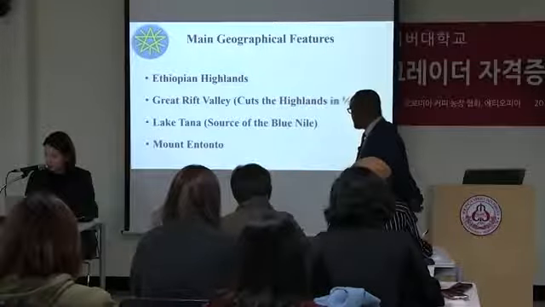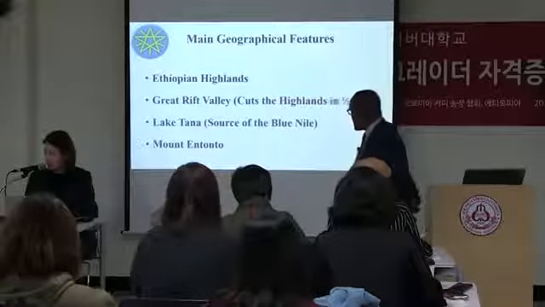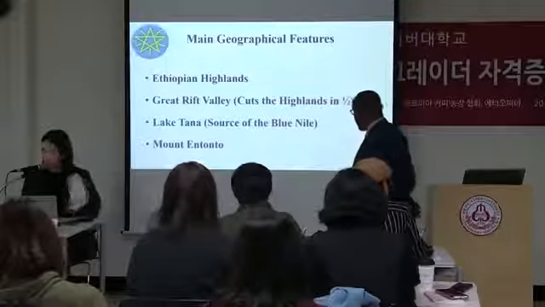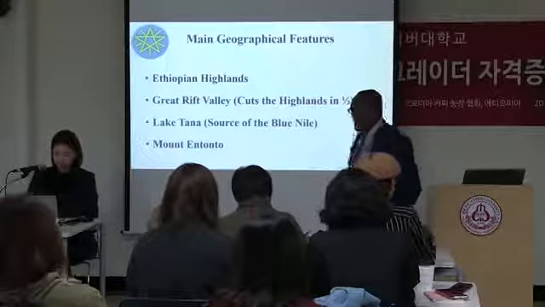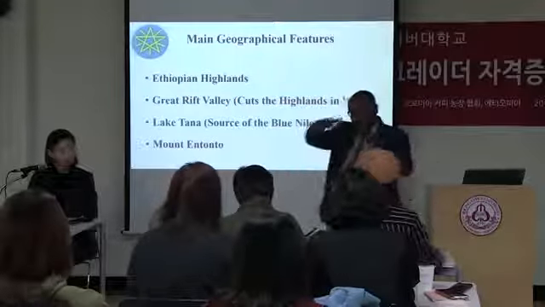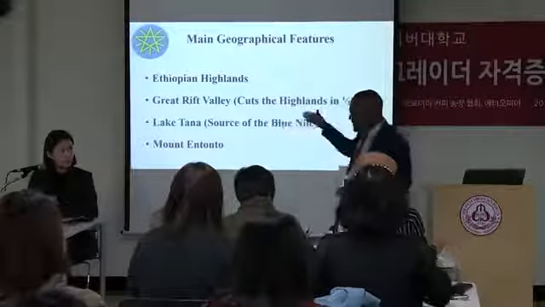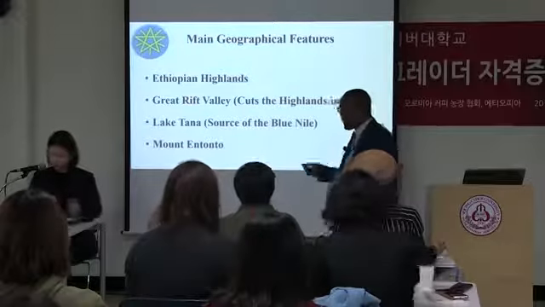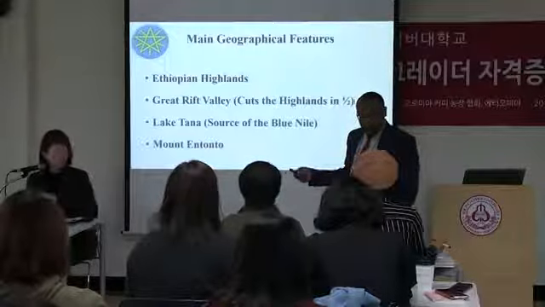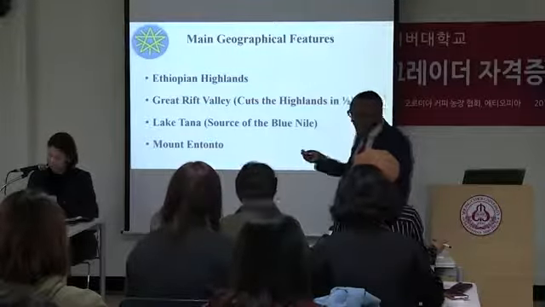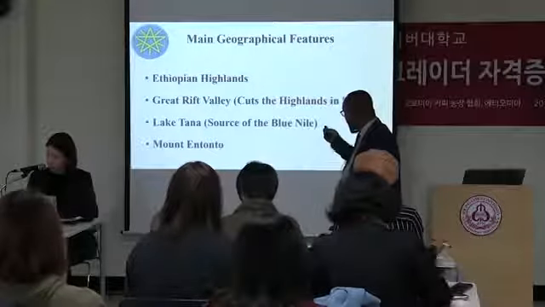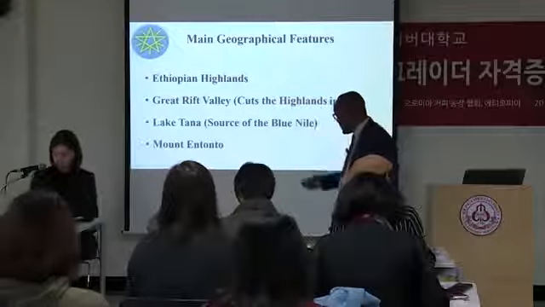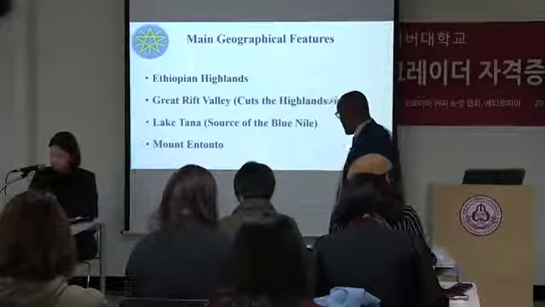Geographical features: Ethiopia has highlands, and the Rift Valley is there. The highlands in Ethiopia are cut into half centrally by this Rift Valley. There are lakes. Among the lakes, the best known is Lake Tana, the source of the Blue Nile. There are also mountains.